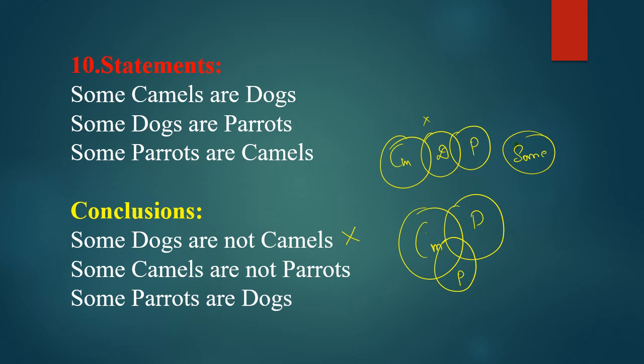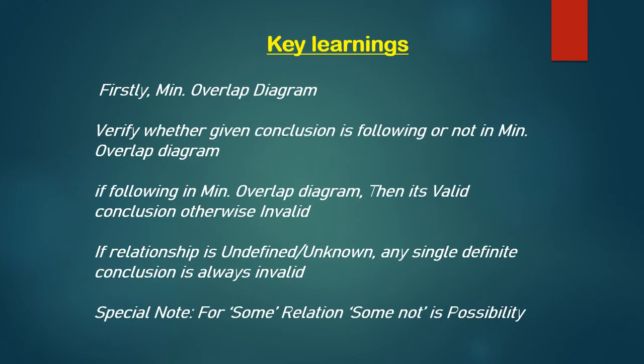Second one, some camels are not parrots. Again, same logic: the relation between camels and parrots is some. Some not is a possibility, not definite. Some parrots are dogs. Some dogs are parrots. So this part or this part we can say. So the third one is following. The answer should be option 3.